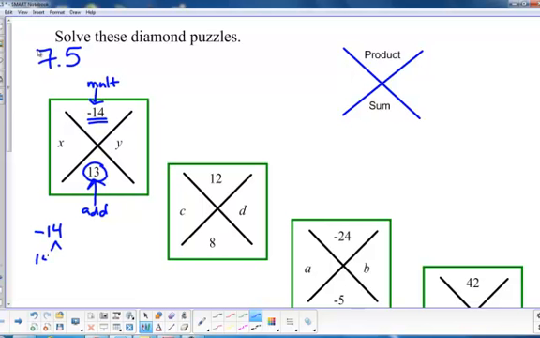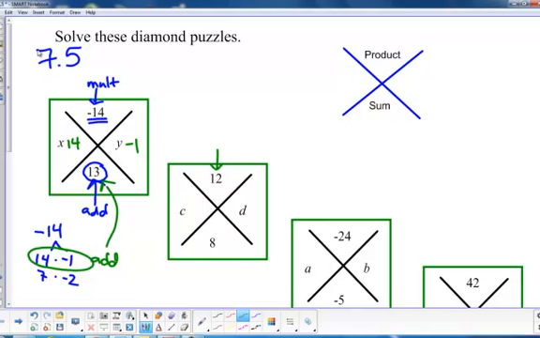So this would be like 14 times negative 1, 7 times negative 2. And we actually already have our answer because a positive 14 and a negative 1 adds to give 13. So our two answers are 14 and negative 1. That can be in the opposite order. It doesn't matter which order.